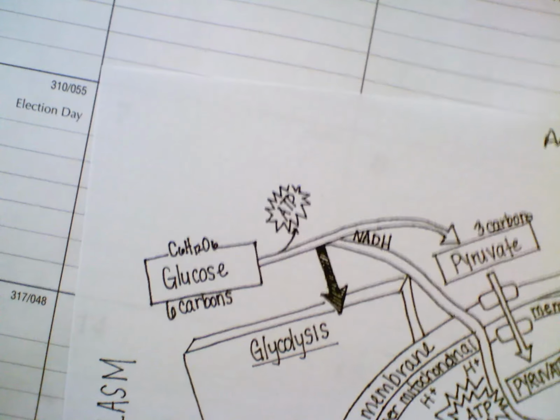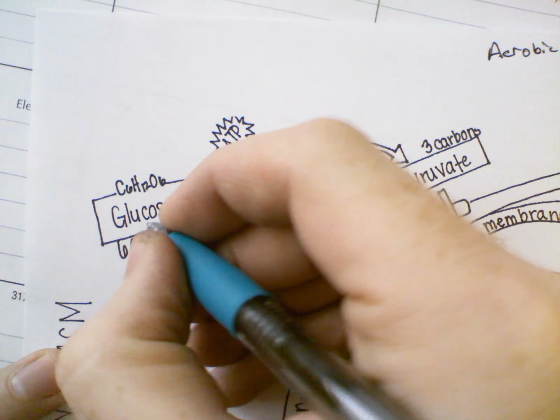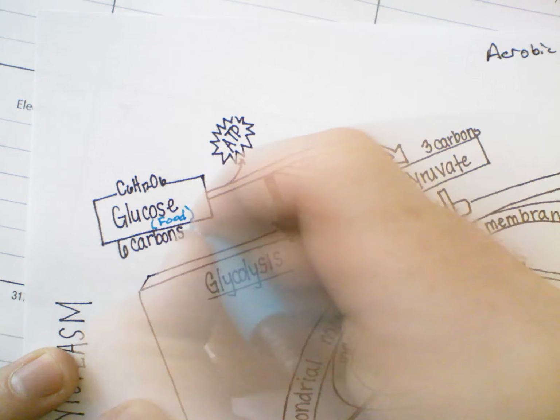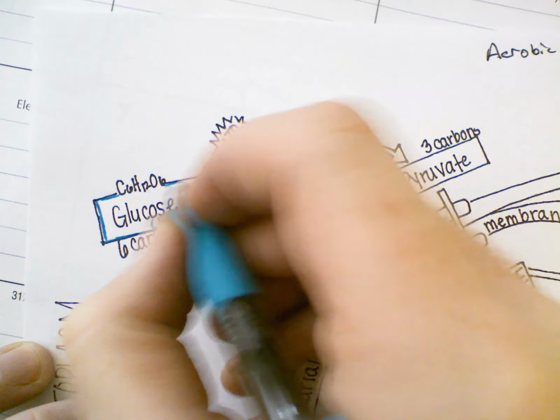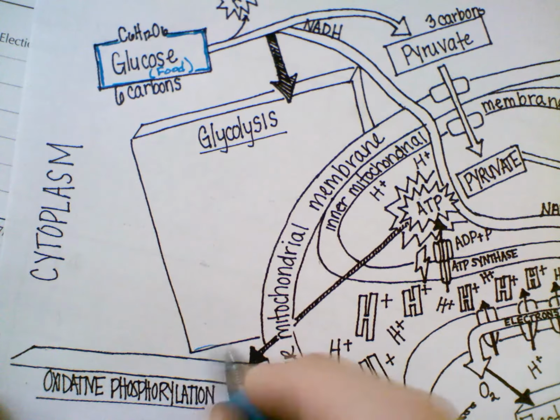Okay, so we start off with some glucose or some other large biological molecule. So I'm just going to put in parentheses up here food. So something that you've consumed that has stored chemical energy in it. Okay. Now, this is going to be my blue section, so I'm just going to outline this whole thing in blue. And we will be writing our steps of glycolysis here in blue as well.